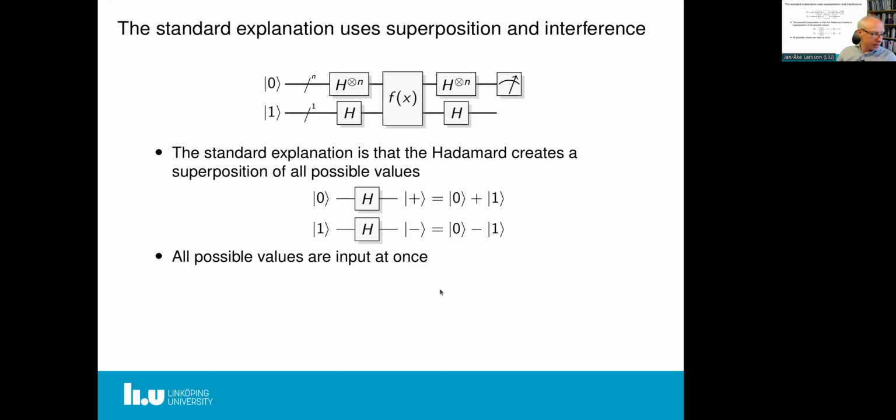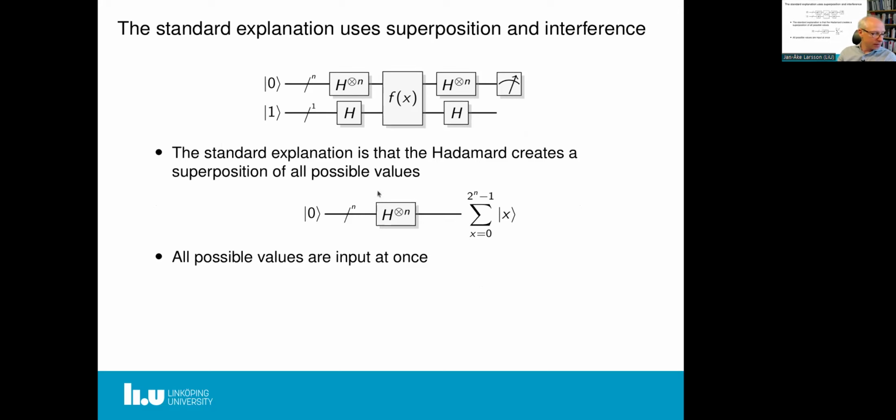The standard explanation is that you do this on the full register. So n qubits input, you do the Hadamard on all of them, and you create a large superposition here. You input that to the function, and you calculate everything in parallel. For all possible input values, you calculate the output. The expression is like this, a sum over all the inputs.